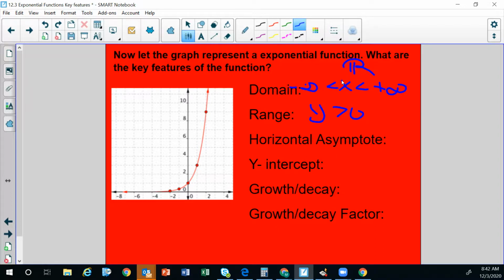It just points on the graph to help you. Okay, and the horizontal asymptote is y equals 0, and my y-intercept is 1. That is 1, that's correct. My y-intercept is 1. What about my growth? Yeah, that's the growth.